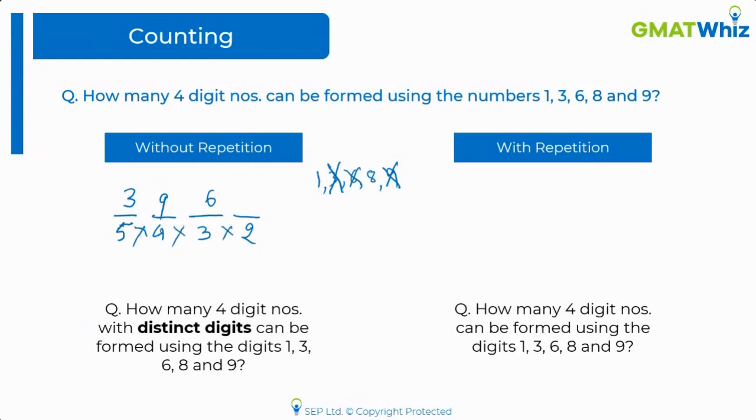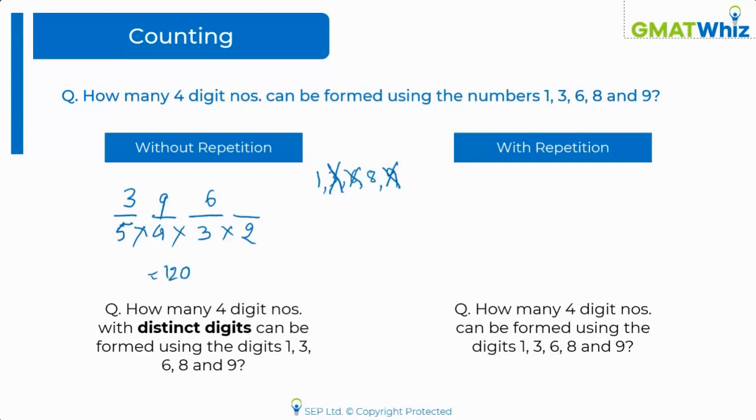Why do I have to multiply? Because in order to create a 4-digit number, I have to fill the first digit and the second digit and the third digit and the fourth digit. I cannot say that I have to fill the first digit or the second digit. That's not how a 4-digit number will be created. It can only be created if I use AND. Since I'm using AND, I will have to multiply all these cases. So my answer in this case is going to be 120.